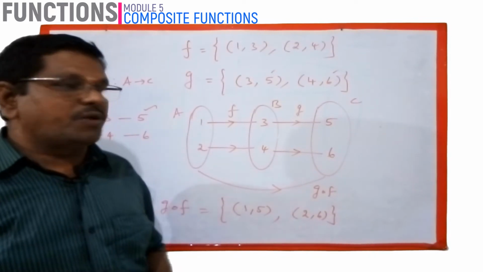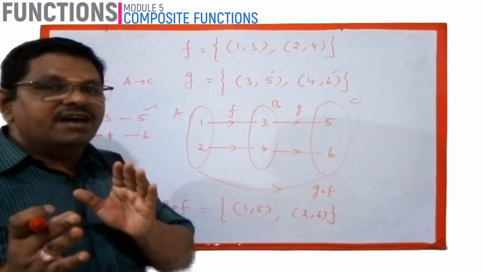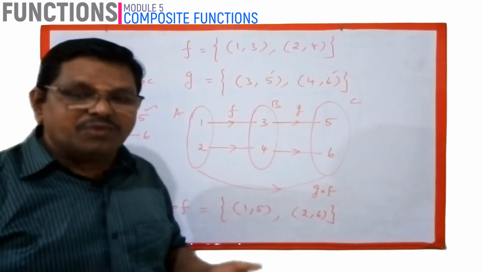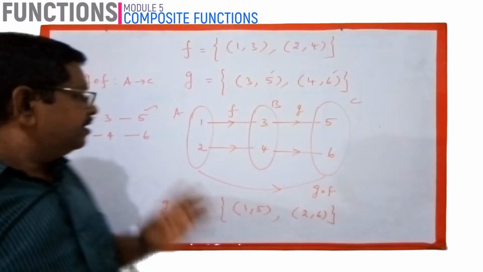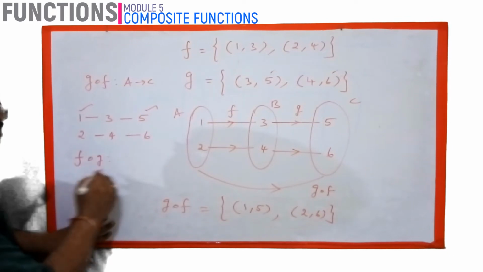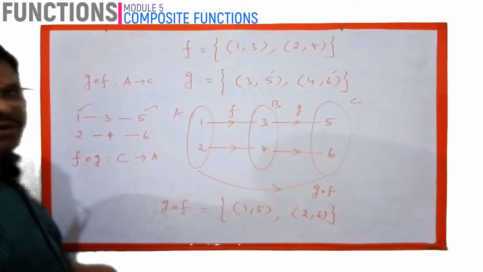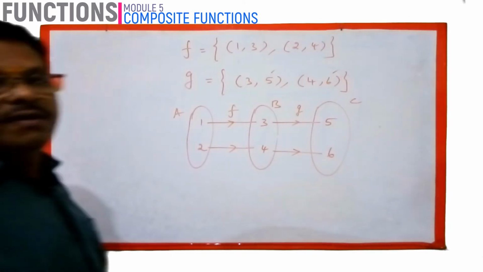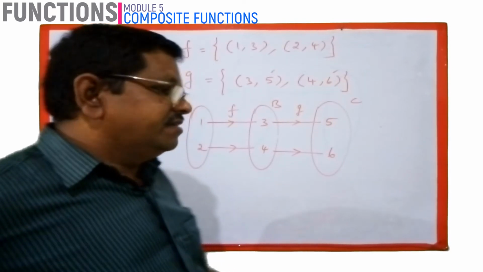Now we will get one more doubt. Sir, what about f composite g? F composite g and g composite f, are they equal? Like this, so many different doubts you may be getting. Now as per the rule, f composite g means that it is from C to A. Okay, now we will define it. Now you just look at the function f composite g.